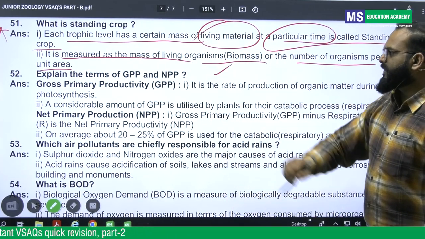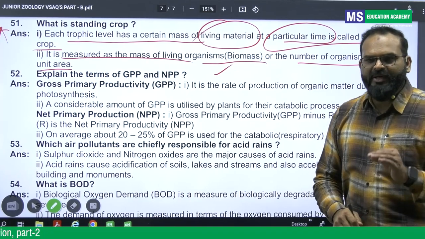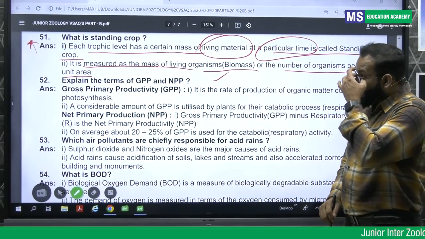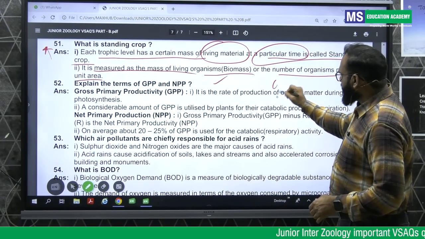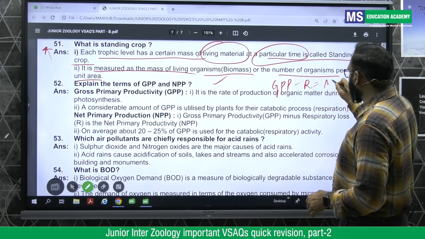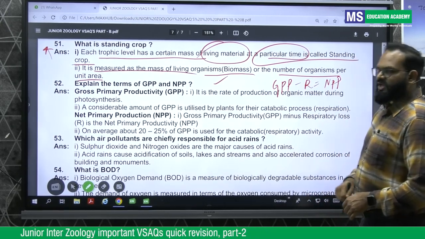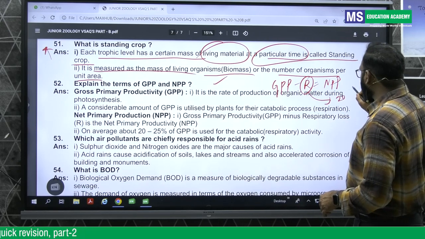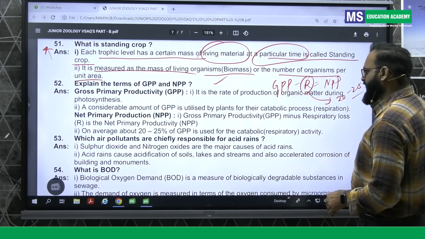So what are GPP and NPP? GPP, gross primary productivity. NPP, net primary productivity. GPP minus R is equal to NPP. On an average, this R will be 20 to 25%.